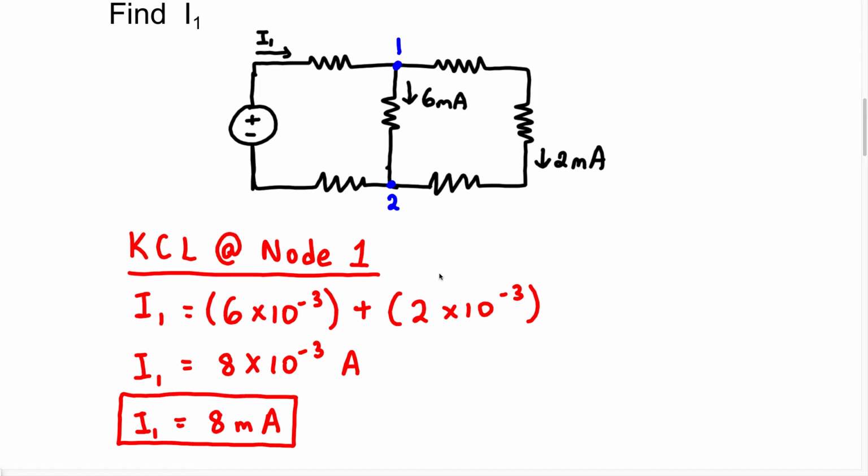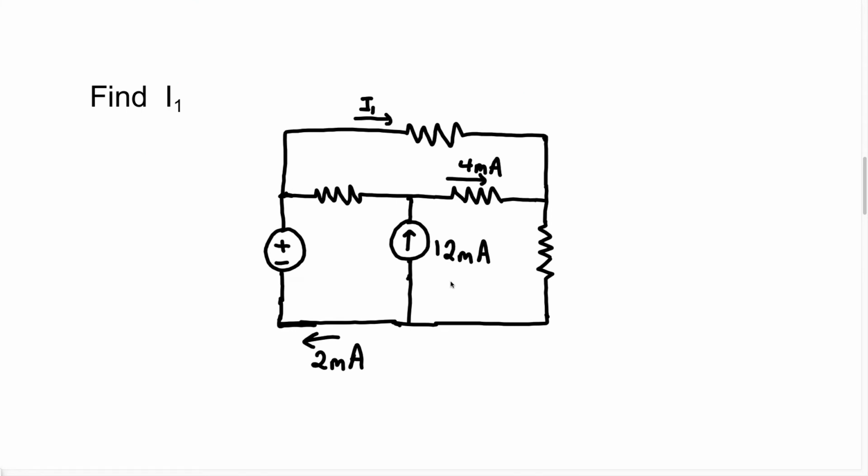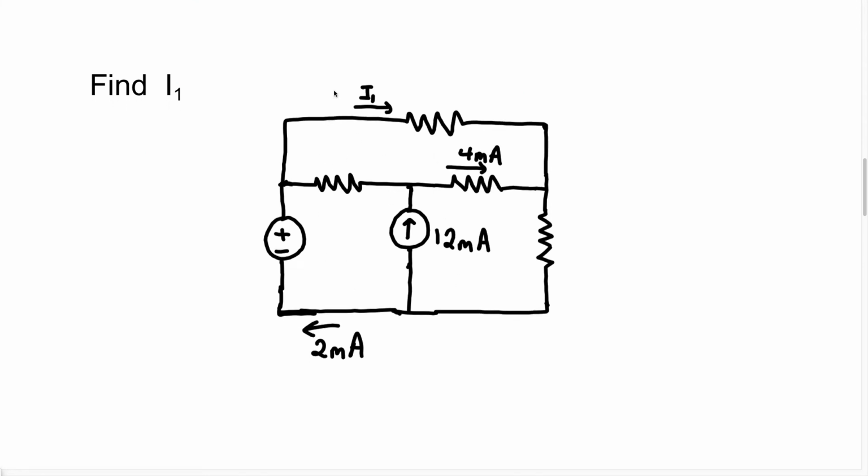Okay, let's do one more example. Let's say we have this, right? They want us to find the current I1. So we know I1 is going to be the current in this branch here. And we're going to be using KCL to find this. Now the first thing we want to do is just label our essential nodes. We know this is going to be one essential node. This is 2. This is 3. This is 4. So we labeled 4 essential nodes for this problem.